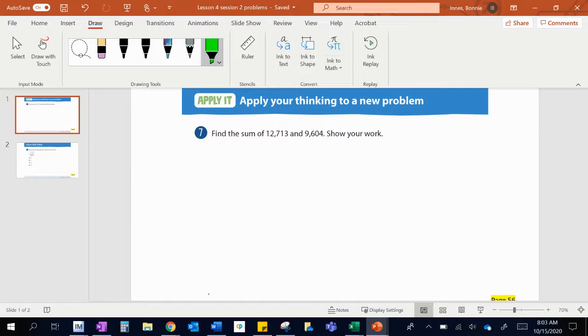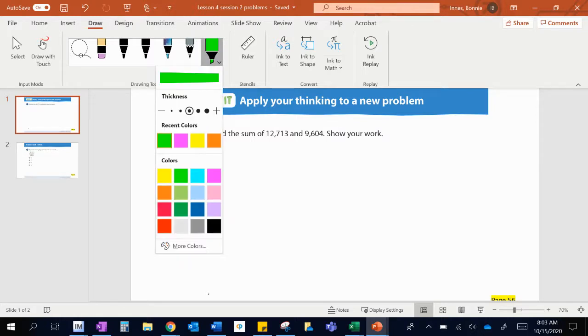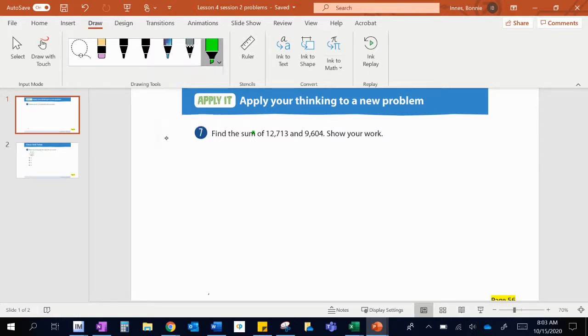So the first thing I'm going to do is I'm going to underline some keywords here and some numbers. They want me to find the sum, which is telling me they want me to add both of these numbers. So I'm going to underline the numbers. All right, I'm going to start putting my numbers in the problem in the standard algorithm way.